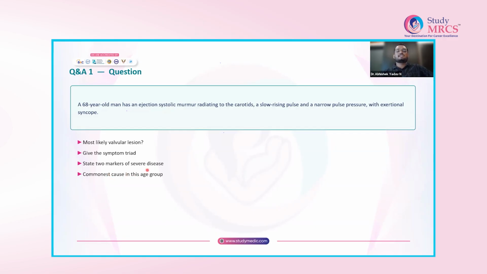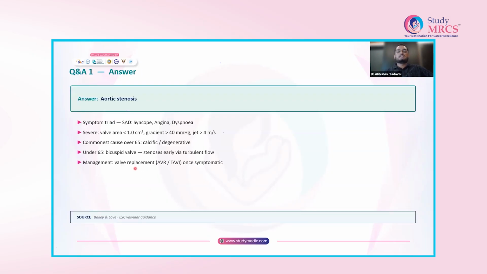The commonest cause in this age group, the 68 year old age group, is calcific degeneration of the aortic valve. In a younger age group, calcification occurs because of deformed valves. The management will be valve replacement.